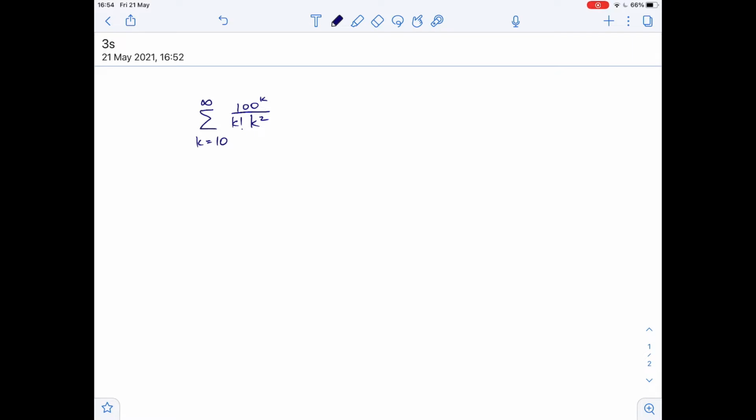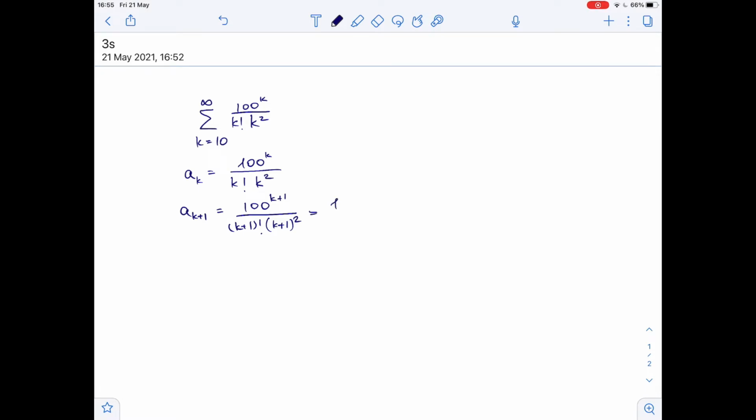So first of all, let's consider two terms of this series. For example, some term a of k is equal to 100 to the power of k over k factorial times k squared. Well, now let's see how the next term will look like. So a of k plus 1 would be equal to 100 to the power of k plus 1 over k plus 1 factorial times k plus 1 to the second power.